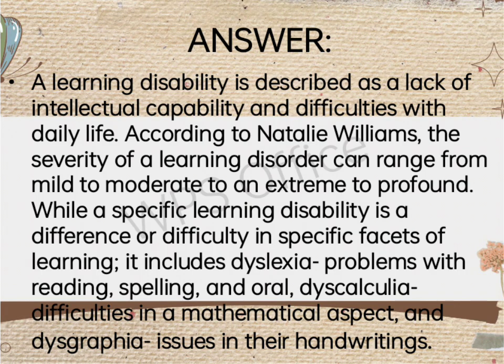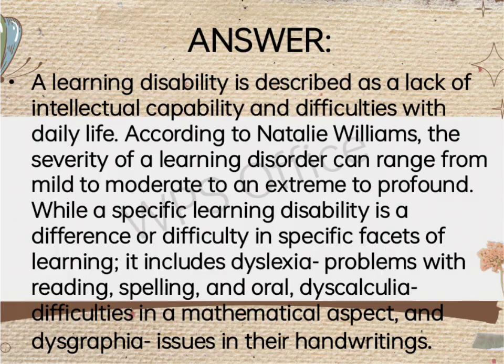The answer for number 7 is, learning disability is described as a lack of intellectual capability and difficulties in daily life. According to Natalie Williams, the severity of a learning disorder can range from mild to moderate to severe to profound. While a specific learning disability is a difficulty in specific facets of learning. It includes dyslexia, a problem with reading, spelling, and oral language; dyscalculia, difficulties in mathematics; and dysgraphia, issues in writing.